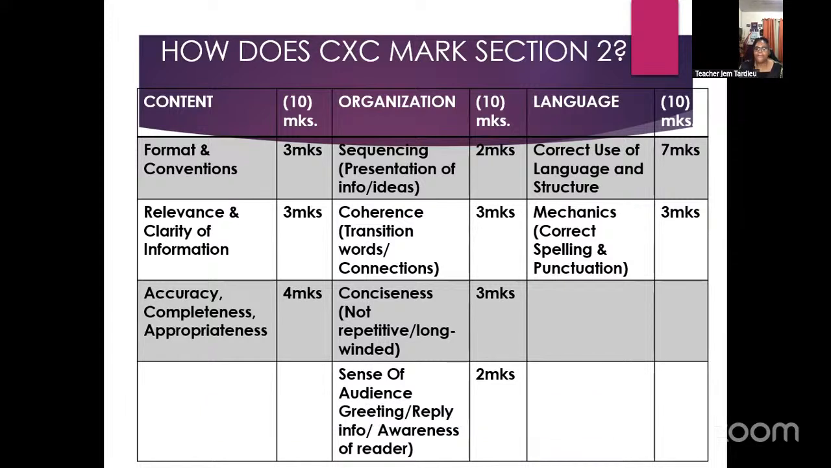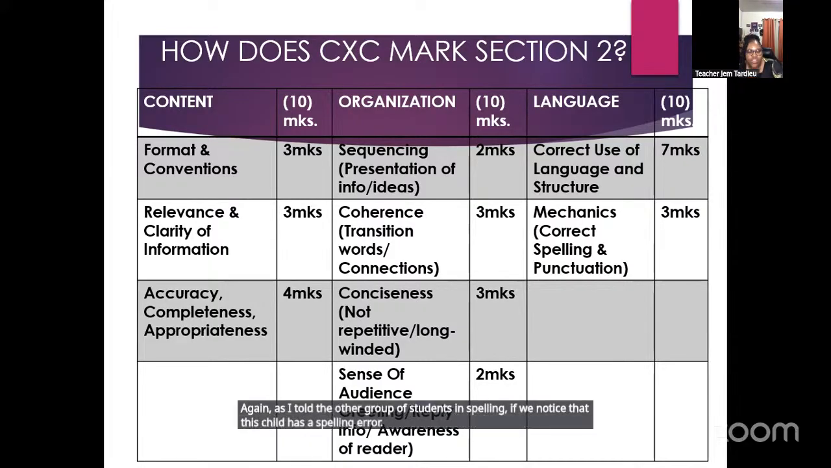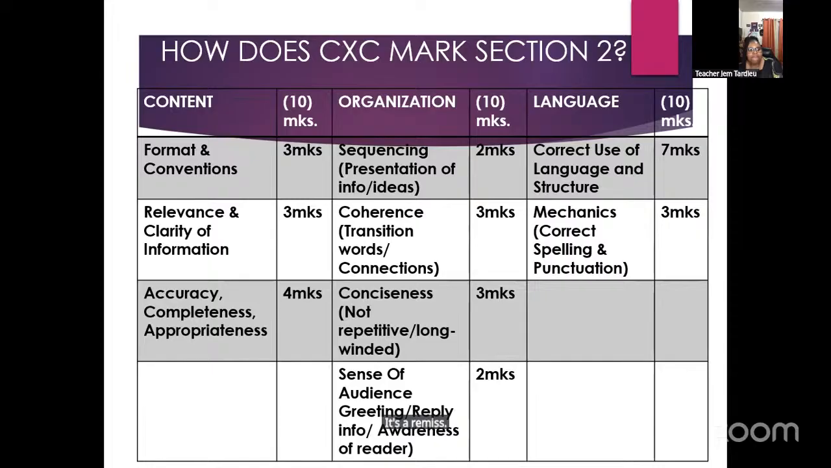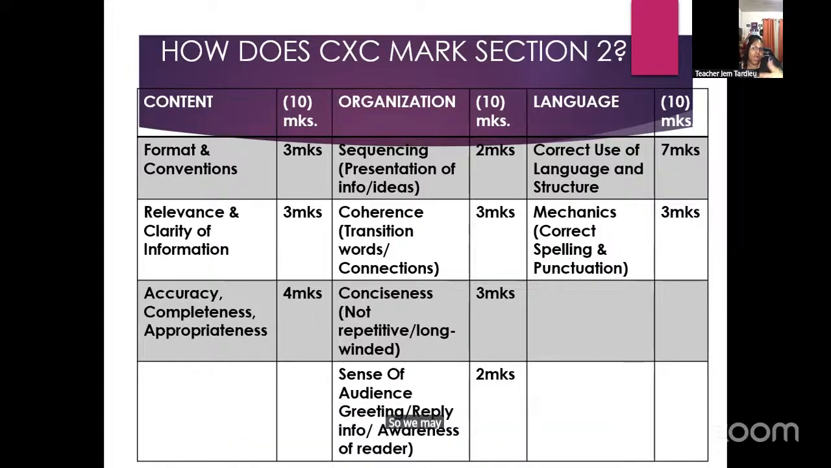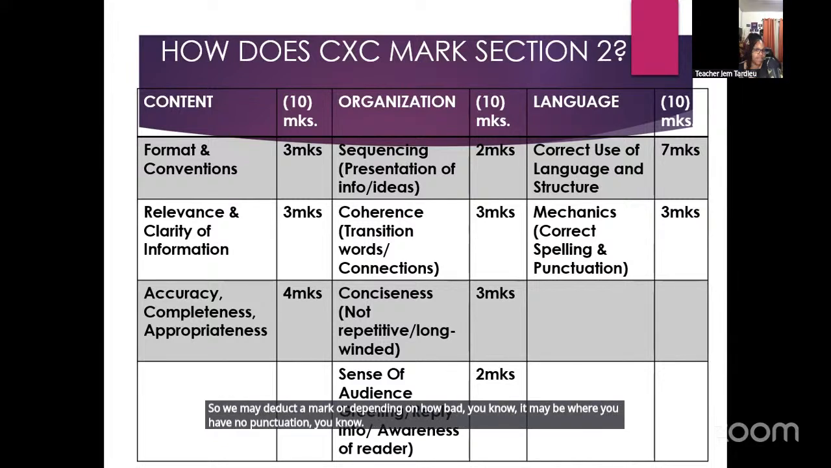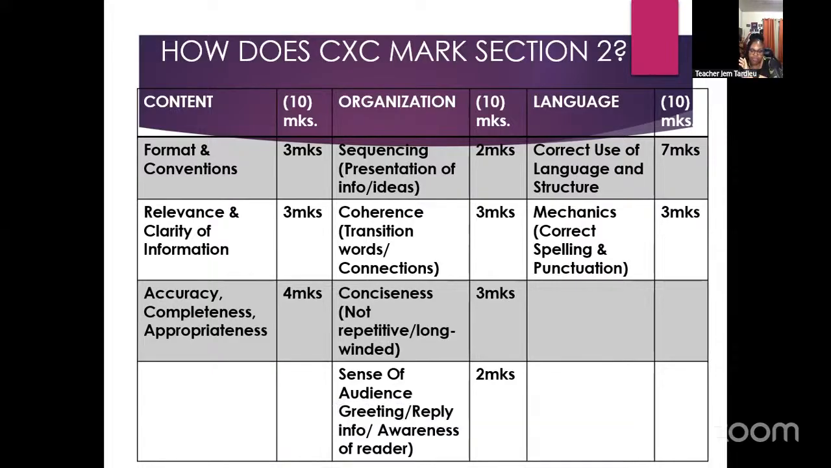Again, as I told the other group of students, in spelling, if we notice that a child has a spelling error, they say, "Well, Miss, I can't spell." CXC is not going to punish you every time you get a word wrong. We acknowledge that there are some spelling issues. So we may deduct a mark, or depending on how bad it is, where you have no punctuation, you forgot your full stop, you didn't put any commas, or have incorrect punctuation marks, well then, we look at the whole thing as a whole.